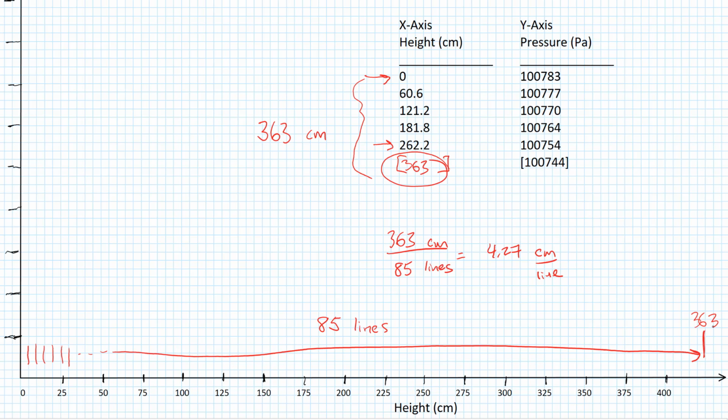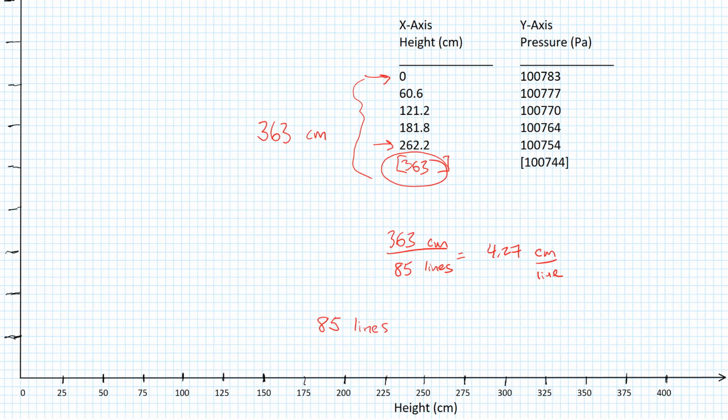But 4.27, that's a hard number to keep track of. If I come down here at the beginning, I start at 0. The first line is going to represent 4.27, and then 8.54, and then 12.81, and I'm already lost. That's too hard to keep track of all those decimal points here. Let's just pick something that's nice and easy. Let's pick an integer like 4 or 5. So we want to round this off. And the question is, do we want to round down to 4 or do we want to round up to 5? And the answer is we want to round up to 5.